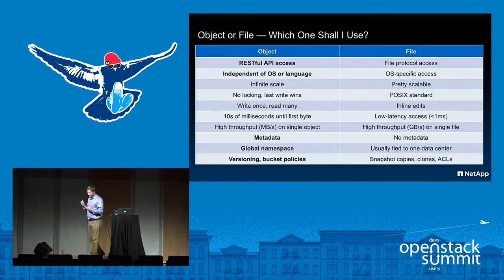Then oftentimes the question comes up: should I use file or should I use object to store my data? There are just a few things to consider. One is using RESTful APIs to store objects. It's very easy to use, using HTTP, which everybody has and is very common. It's completely independent of the operating system or programming language you use. And you have the capability of using metadata to identify data.